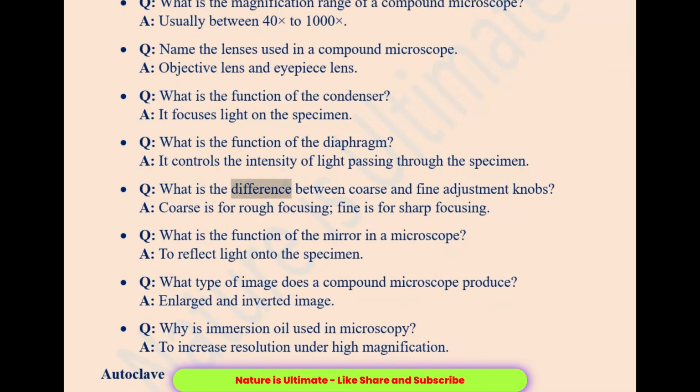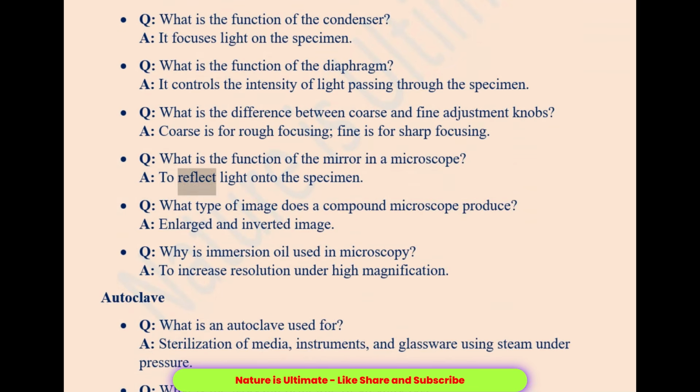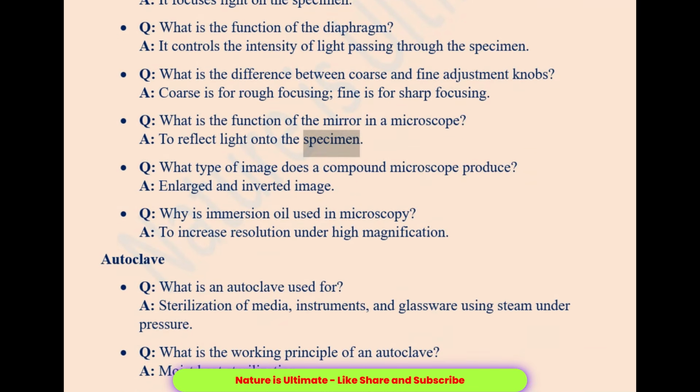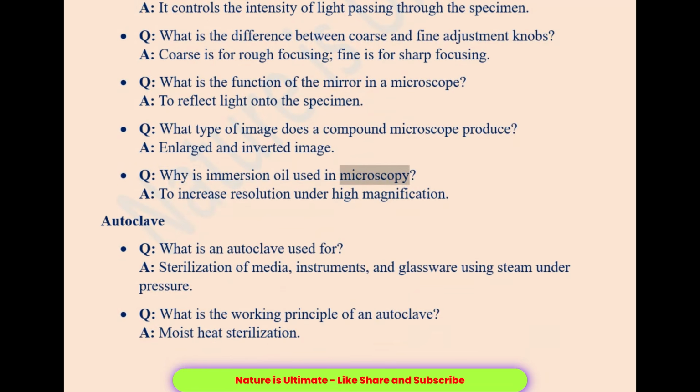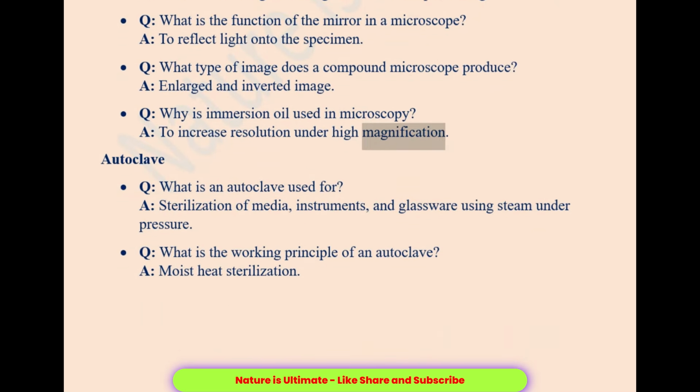Q. What is the difference between coarse and fine adjustment knobs? A. Coarse is for rough focusing, fine is for sharp focusing. Q. What is the function of the mirror in a microscope? A. To reflect light onto the specimen. Q. What type of image does a compound microscope produce? A. Enlarged and inverted image. Q. Why is immersion oil used in microscopy? A. To increase resolution under high magnification.